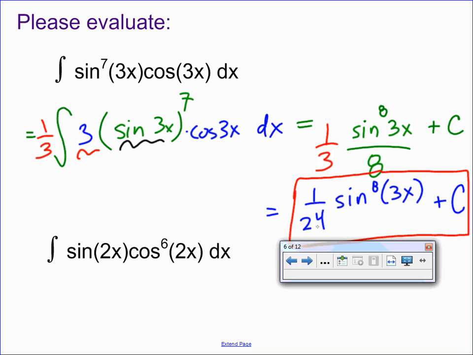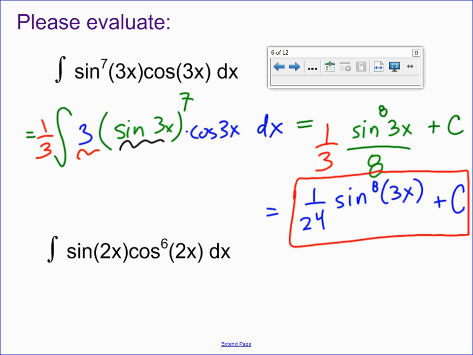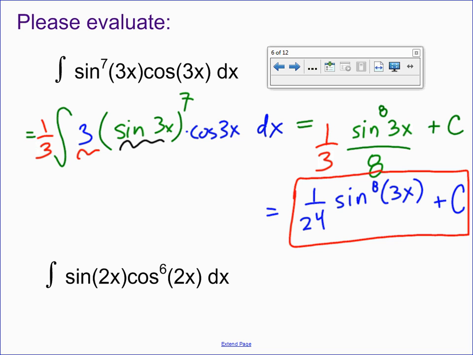All right, now consider the sine of 2x, cosine to the 6th of 2x inside. Go ahead and decide the connection between the pieces, and complete this one with your partner. This is similar, a little bit different, but similar. Go ahead and complete this integration and be ready to share with the class. And I want you to do it with your partner. So go ahead and decide.